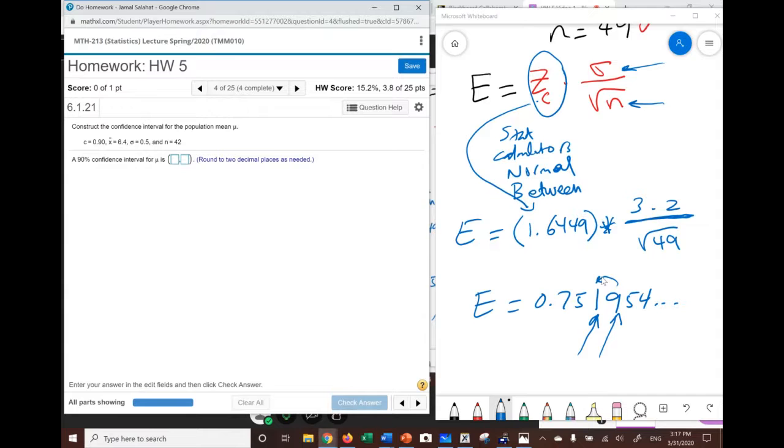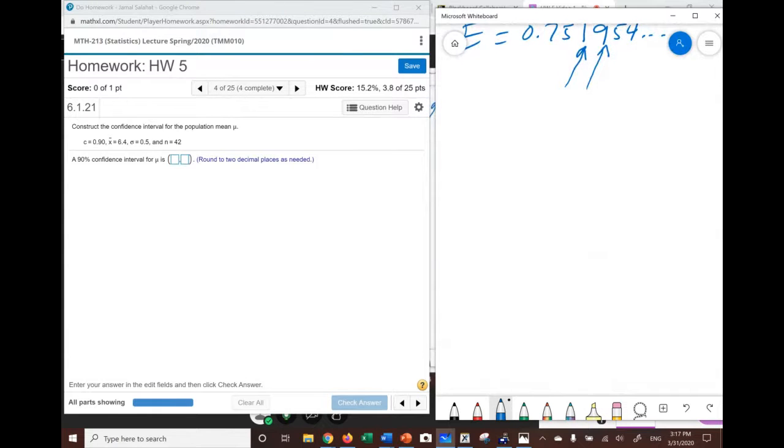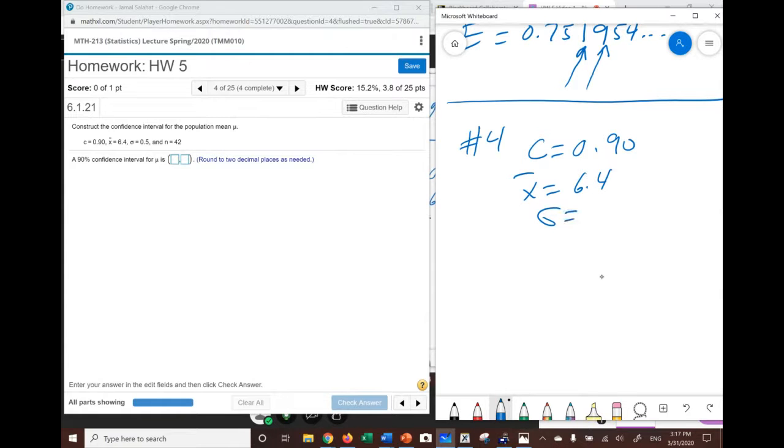Now, let's move on to number 4. In number 4, they gave us C, which is equal to 0.90. They give us X bar, which is equal to 6.4. They give us sigma, which is 0.5. They gave us N, which is equal to 42. And the question in here is to find the confidence interval.